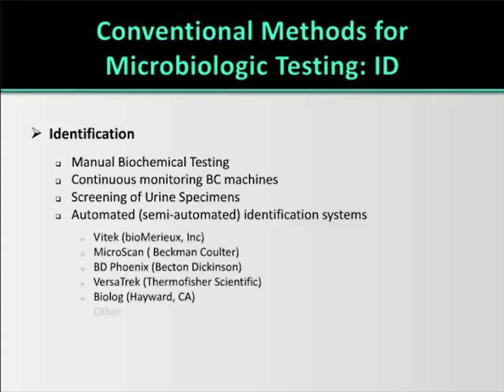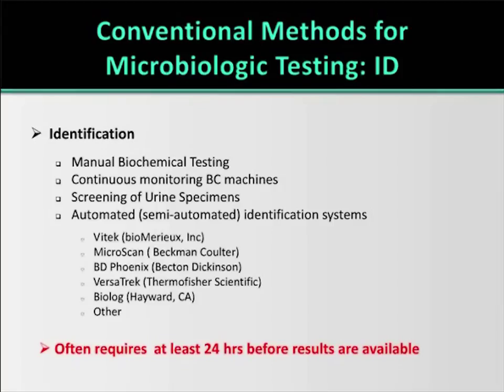In our laboratory, we have automated or semi-automated identification systems. Take your pleasure, whether it be Vitek or Microscan, Phoenix by Becton Dickinson, Thermo Fisher's VersaTrek, Biolog, or other systems that you may be using in your laboratory. And if I don't mention one of the systems, it's ignorance or negligence on my part, but certainly fill that in for yourself if you're using another system that's working very well for you. But most laboratories are probably using one of these systems presently for conventional methods of identification.